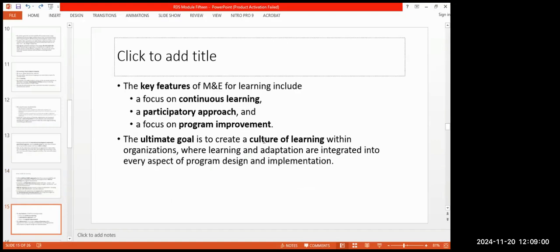So that M&E for learning, MEL, will have some key things which you must manifest in the program. First of all, it has got to be on continuous learning. We do not learn and stop. We must continue to learn. And then it must involve others, so it must be participatory. And it must focus on improving the program or the project. MEL, monitoring and evaluation for learning, basically tries to manifest the culture of learning.